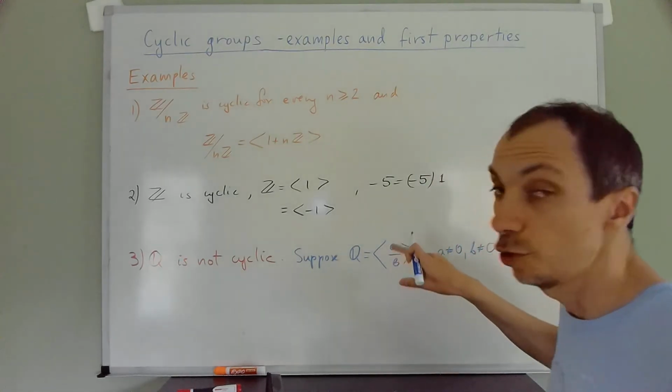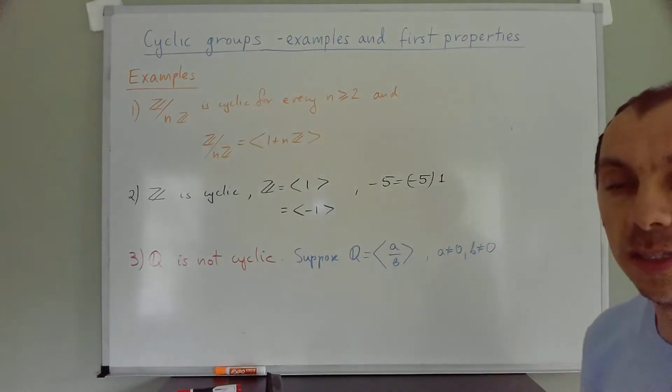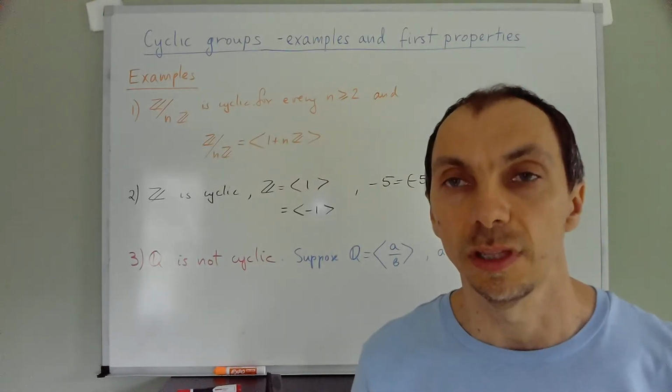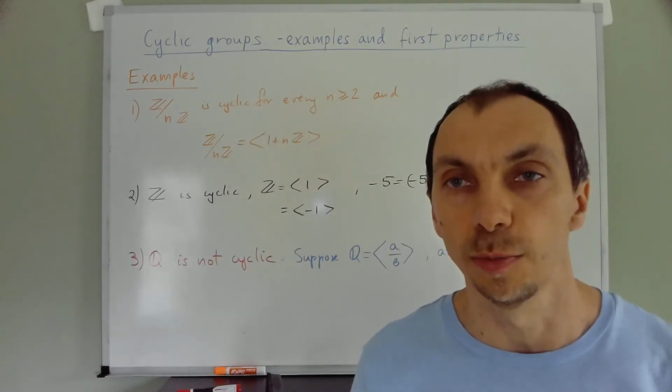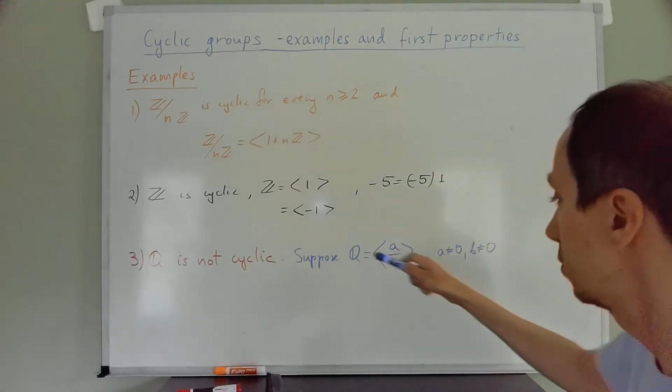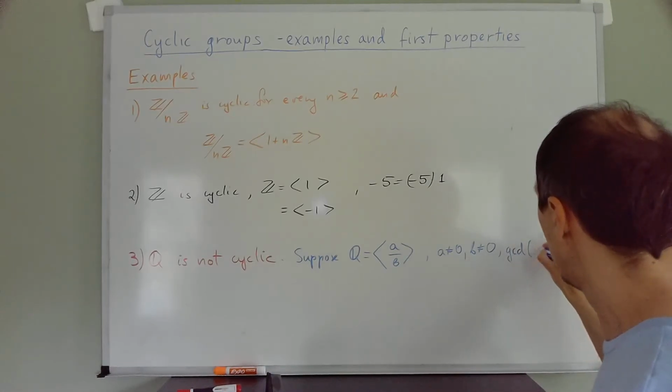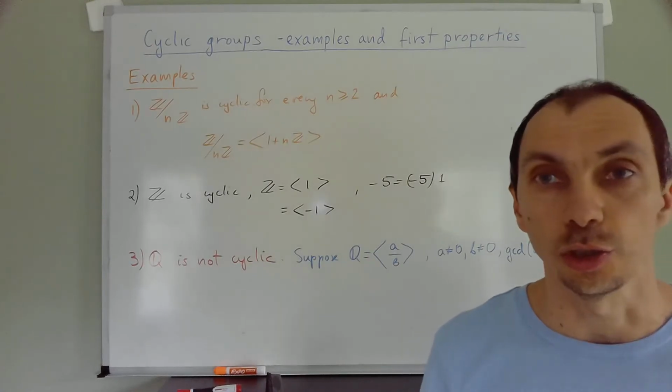I can obviously assume that a isn't 0, because if a is 0, then a over b is 0, and 0 doesn't generate anything. Any multiple of 0 is still 0, so for sure it doesn't generate Q. So I can assume that these are not 0, and I can also assume that the GCD of a and b is 1. So in other words, this fraction is written in shortest terms.